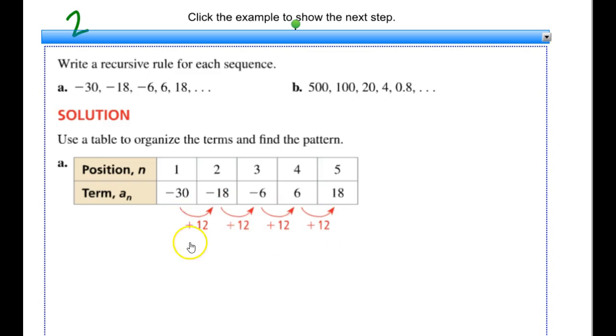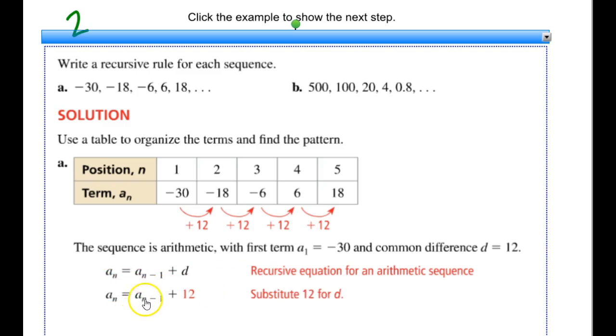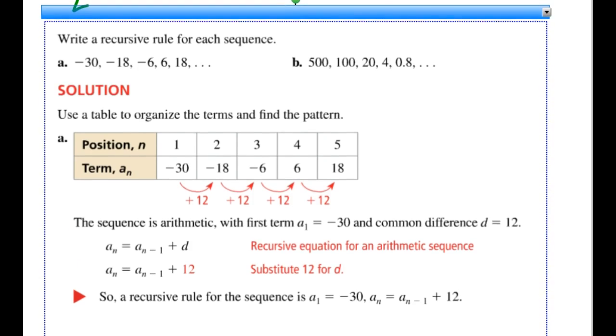So when I'm adding, that tells me that it's going to be an arithmetic sequence. I know my first term, right, which is my a sub 1, is negative 30 because that's the first term in my sequence, and my common difference I found was 12. So then I can go ahead and write in what I know in my recursive equation. Okay, so I know I take my a sub n equals a sub n minus 1 plus d, and I substitute 12 for d. So here's my rule. So when I'm dealing with these recursive rules, I have to include this a sub 1. I have to tell my first term. Because if I just gave you this equation right here without telling you what my first term was, you'd never figure out what the rest of my terms were.